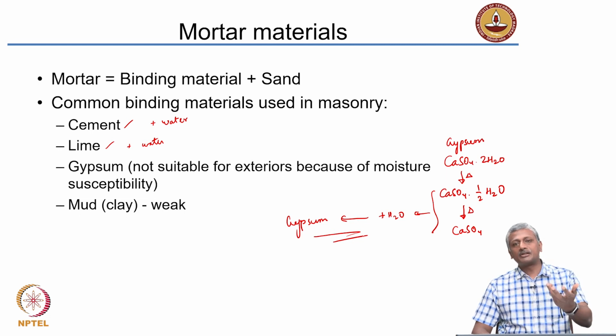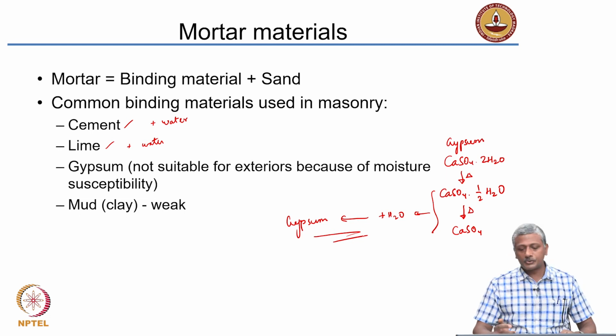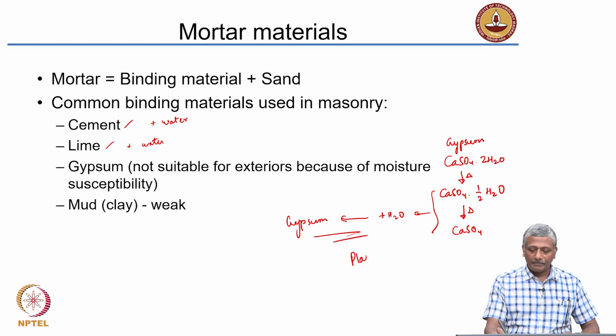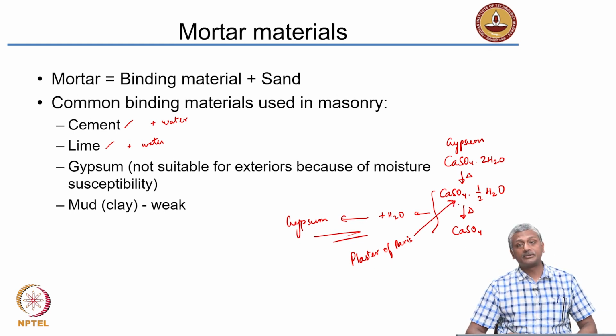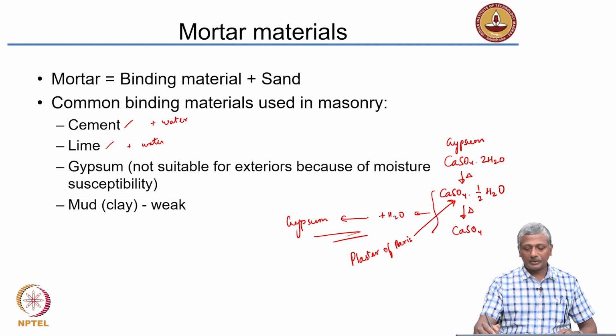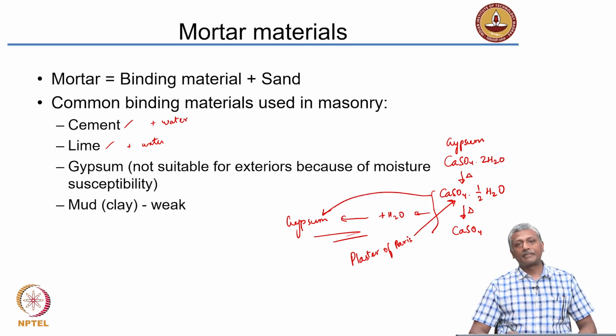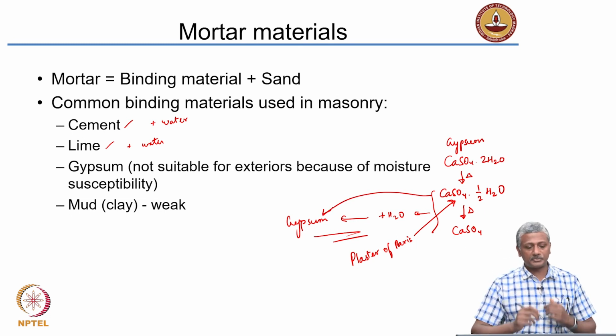Many of you would have done, in your school, models with plaster of Paris, right? So what is plaster of Paris? It is nothing but hemihydrate, calcium sulfate half H2O is basically your plaster of Paris. Mix plaster of Paris with water, you get gypsum. Okay, plaster of Paris plus water gives you gypsum.